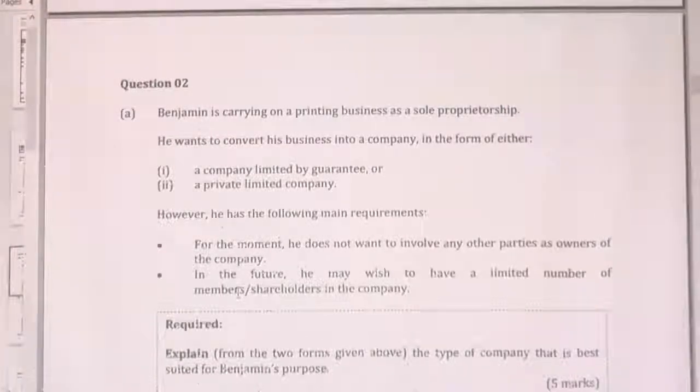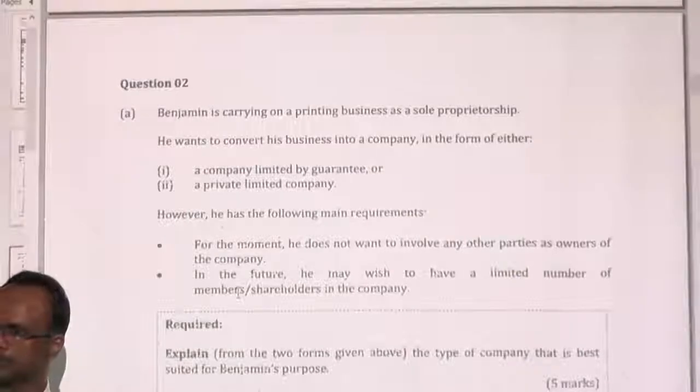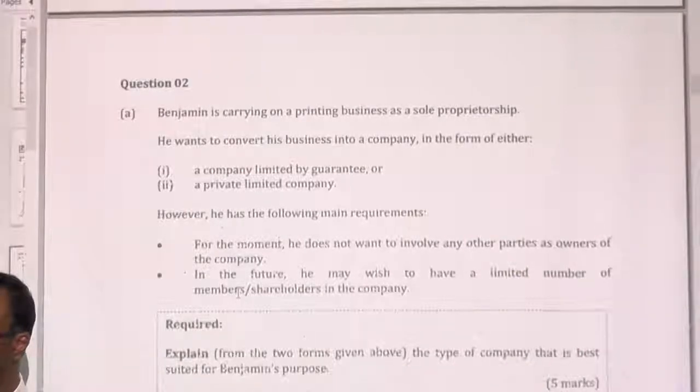Secondly, he also has in mind in the future to have a limited number of members, shareholders in the company, which is quite aptly possible, as he could alter his articles of association as the shareholder and thereby allow the entry of other shareholders, or other parties to come in and own shares. So looking at the entire scenario, it is the best solution for Benjamin to form a private limited company. So this is how you need to address your answer.